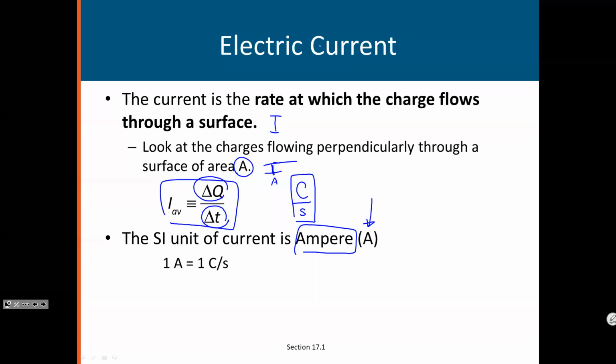Right, so that is what current is. So you have one formula here, the definition of current. So you should know this.